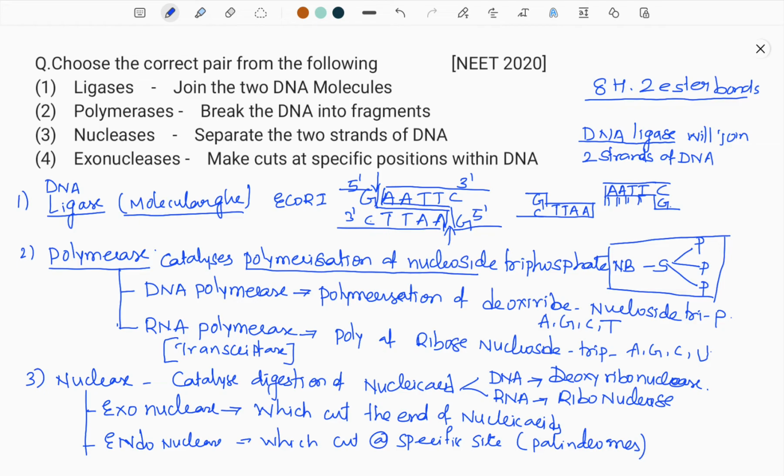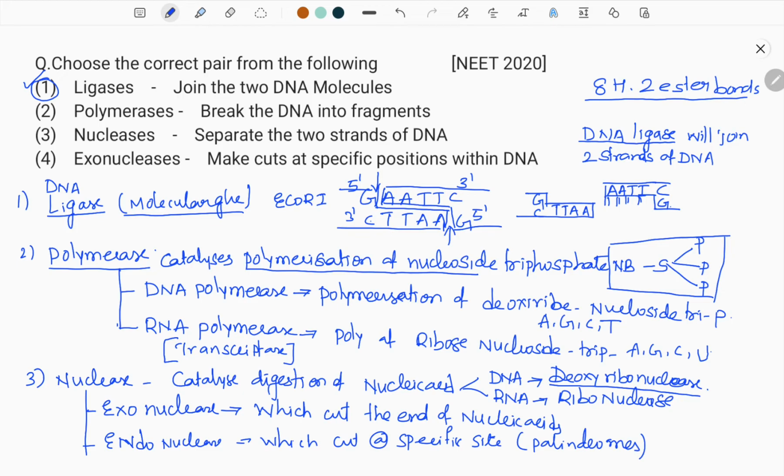Now he is asking what is the correct pair among the following. So ligases, they join two DNA molecules. It is correct. Option 1 itself is very much correct. Remaining, polymerases, they break DNA into fragments. No. Which will break DNA into fragments? Nucleases. Right. Or else we can call them deoxyribonucleases. They cause breakdown of DNA into fragments. Nucleases cause digestion of DNA.